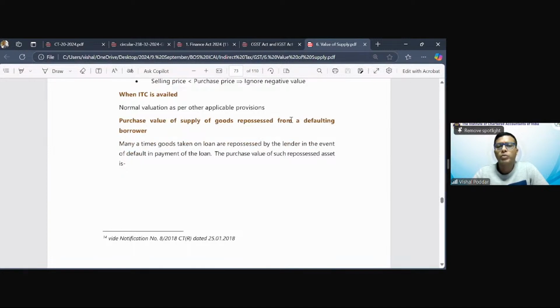Purchase value of supply of goods repossessed from a defaulting buyer. Now this is applicable for banks.